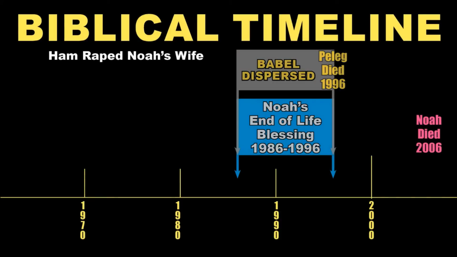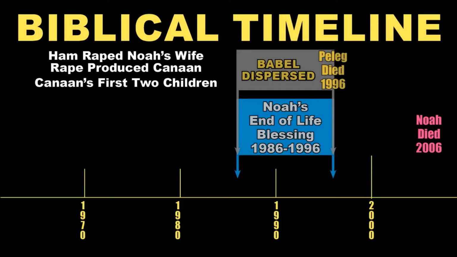Ham raped Noah's wife, his own mother. That rape produced a child named Canaan. We know when we analyzed the children of Canaan, only his first two children were regular names, and the rest were in plural, which meant that the last 9 descendants came after the dispersal of Babel. But if the first two were in Babel before the dispersal, then Canaan must have been old enough to have children while in Babel.